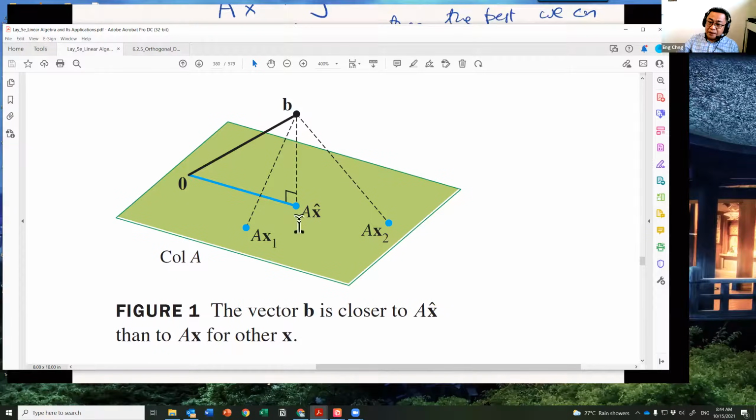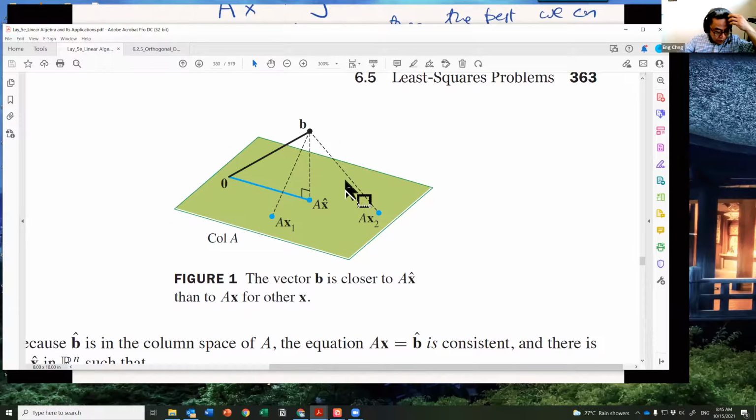Geometrically, it is obvious that when we reach this point, it is the nearest. Why is it the nearest? Because the length of this dashed line represents the error E. The error E is the shortest when E is orthogonal to the column space of A. So we're orthogonally projecting B onto the column space of A. Okay, so that's where we are trying to reach.